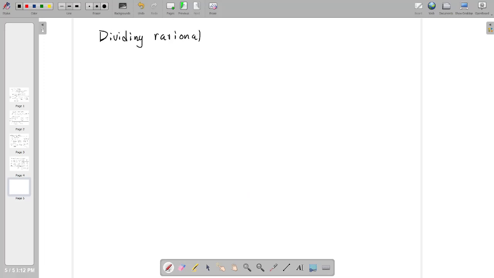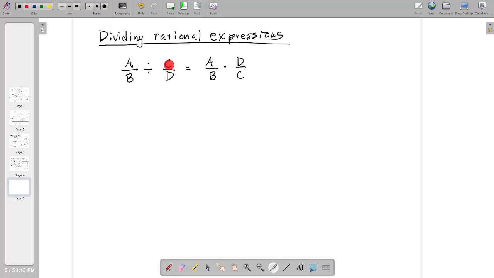Now, dividing rational expressions will be done in a very similar way. We do it using the same idea, where we divide using the same rules as if we were dividing numbers. So remember, when you divide a fraction, you take the reciprocal of the second fraction and multiply. So this is the same thing as a over b times d over c. Note that we took the reciprocal of the second term here. And we get ad over bc.